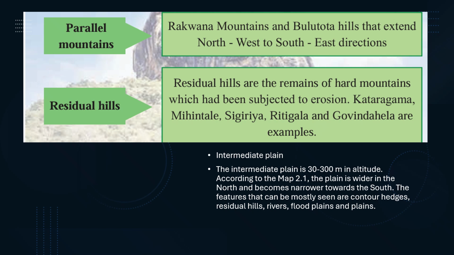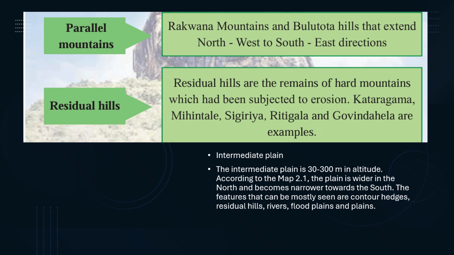Now here's another part from your book. This just shows what a parallel mountain and a residual hill are, with an explanation of each. Parallel mountains are like the Rakwana Mountains and Baltota Hills that extend in northwest to southeast directions, and residual hills are the remains of hard mountains which have been subjected to erosion. Examples: Kataragama, Mihintale, Sigiriya, Ritigala, and so on.